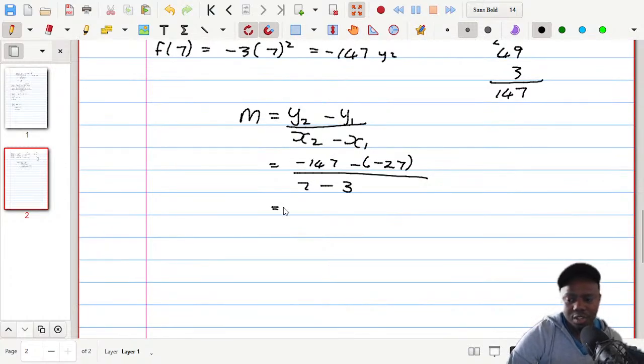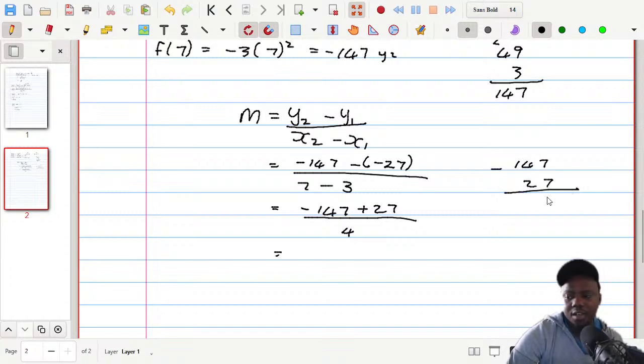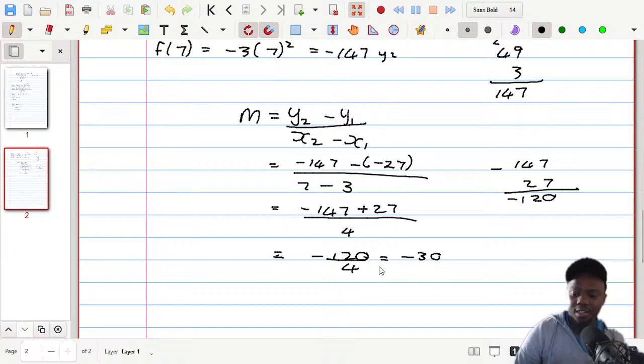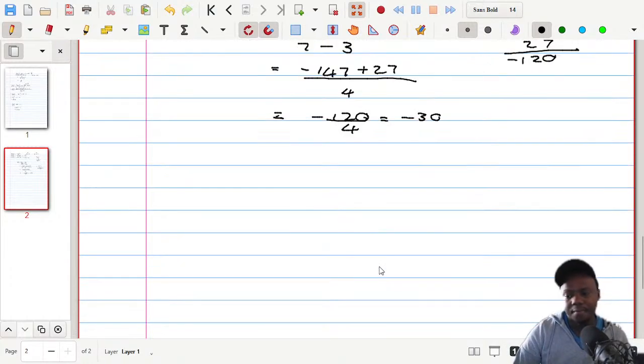Let's see what this is going to give us. So this is going to be negative 147 minus 27 divided by 7 minus 3, that's going to give us 4. And let's see what this will give us. So we've got negative 147 minus 27. This is a 0, 4 plus 2, negative 4 plus 2. That's 2, we bring down the 1. So we get here negative 120 over 4. Of which, if we simplify this, we're going to get negative 30 as our gradient. Brilliant. I hope that makes sense.